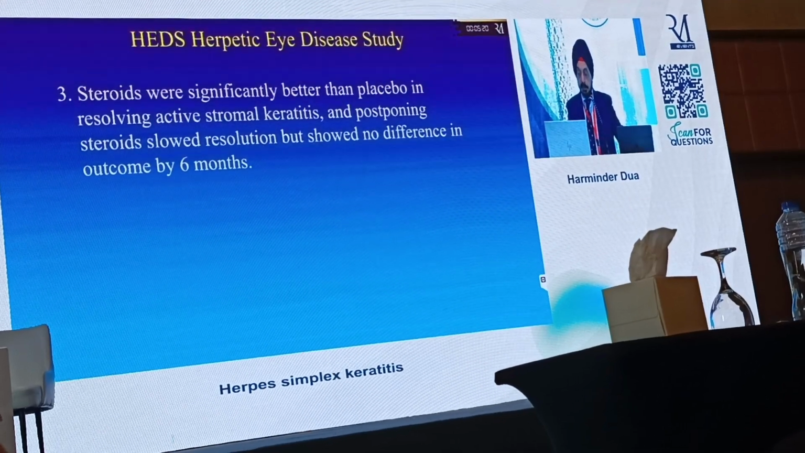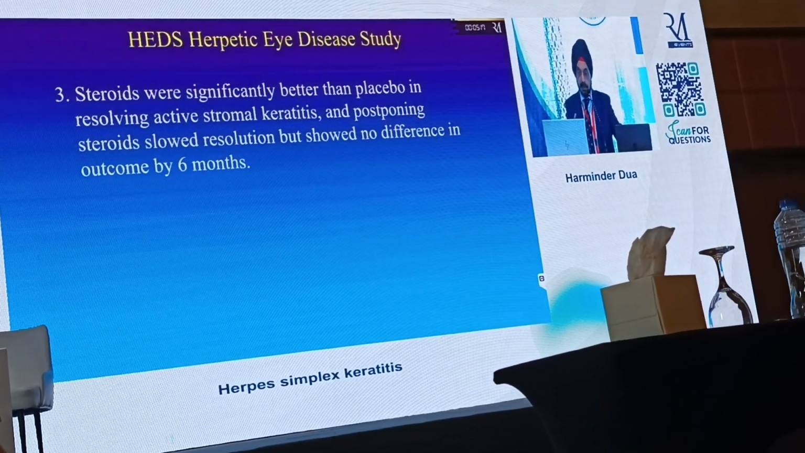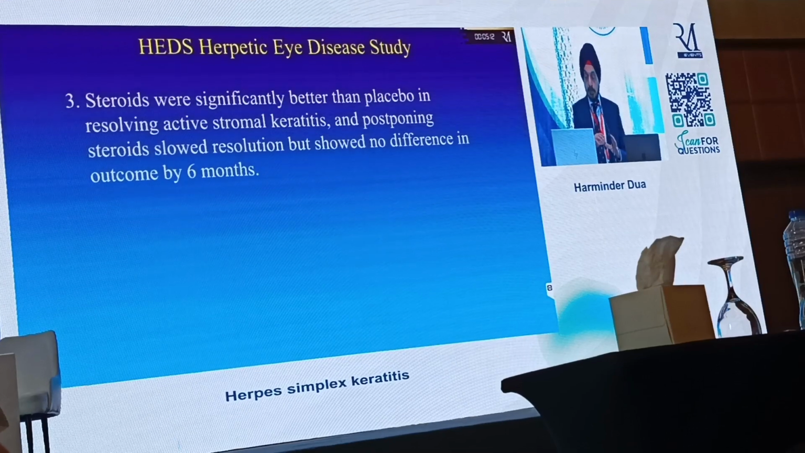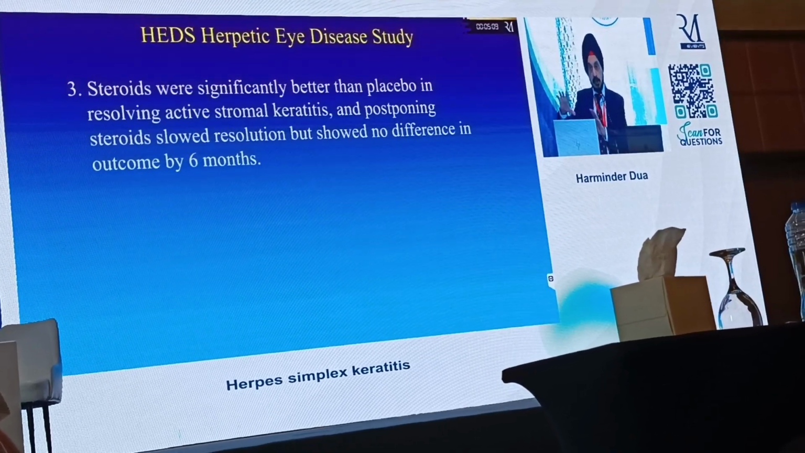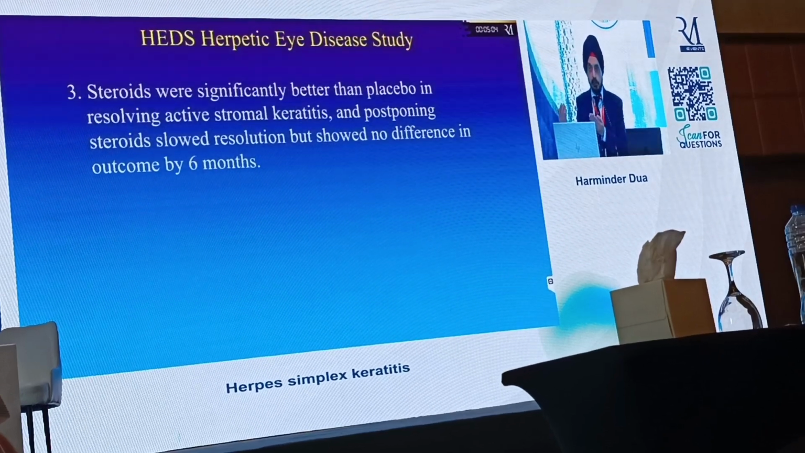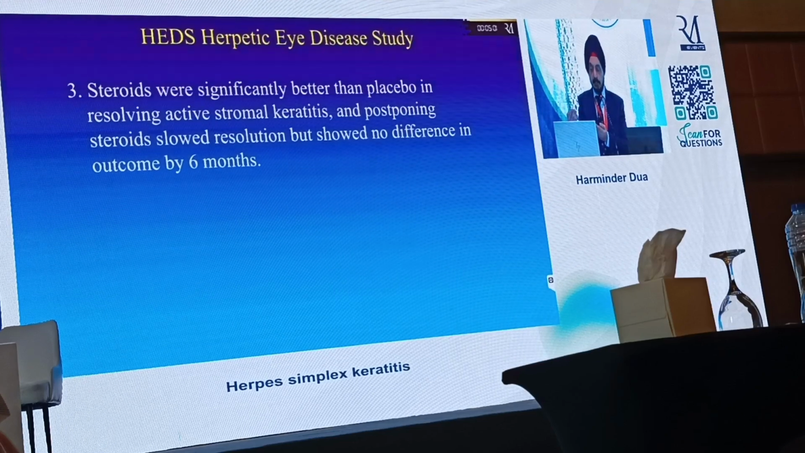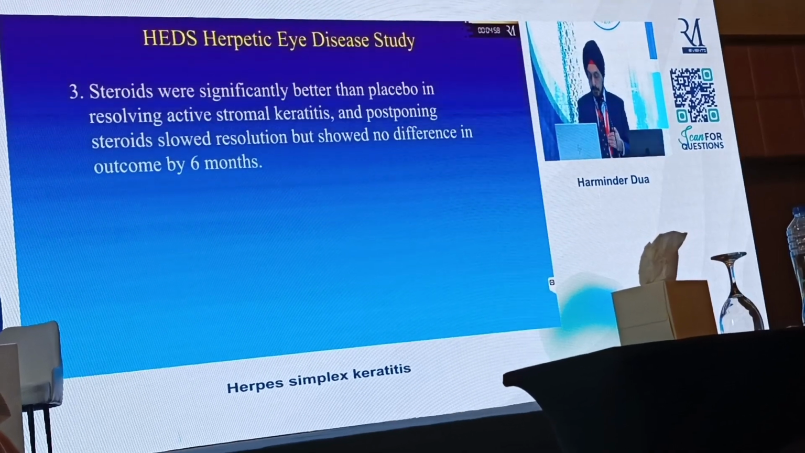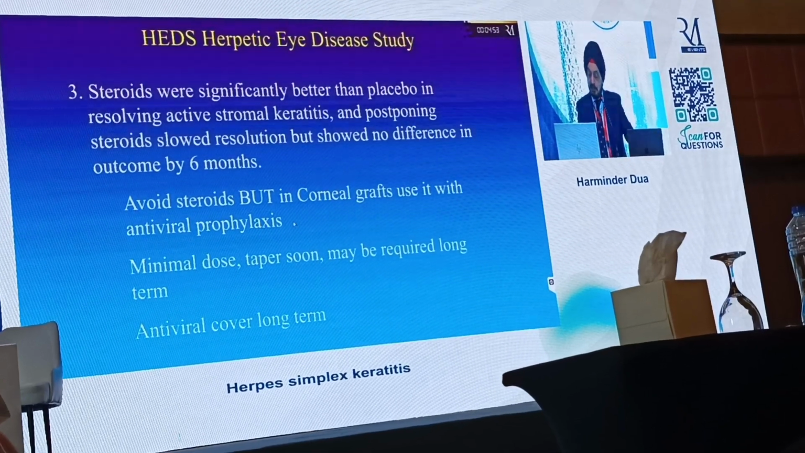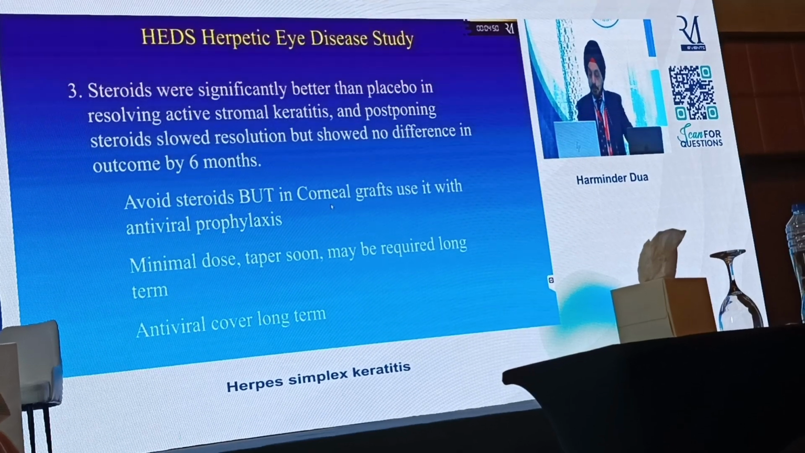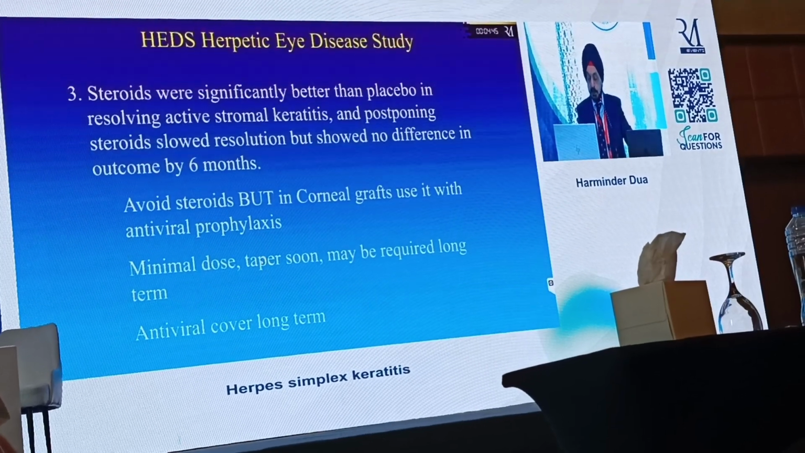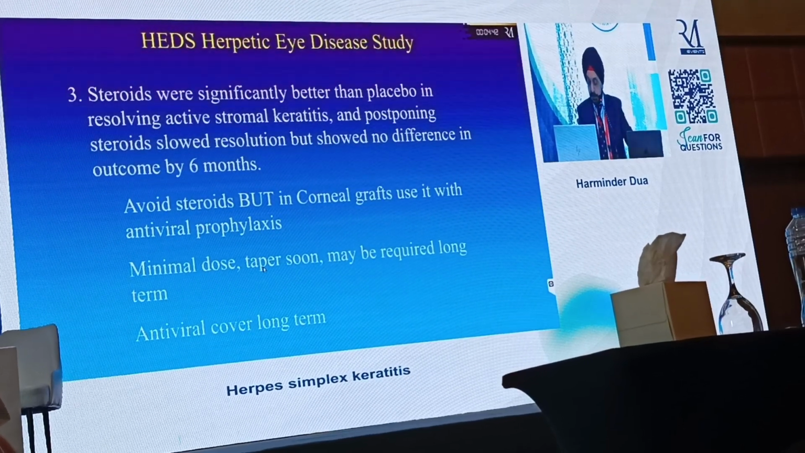Steroids were significantly better than placebo in stromal keratitis. So stromal keratitis is immune mediated, and you have to give steroids. And if you did not give steroids, the recovery was delayed. By the end of 6 months, there was no difference between the steroid and the non-steroid groups. So steroids help, but always give them with antiviral. I keep emphasizing that point to get rapid resolution of the condition. But in situations like corneal grafts, we will not use steroids without antiviral prophylaxis, and you give the minimum dose and taper it as soon as you can.